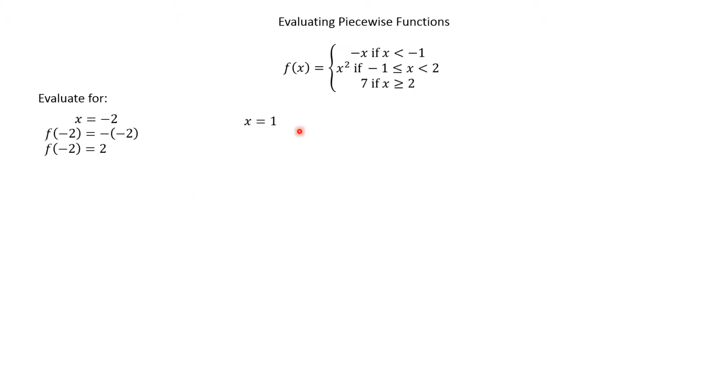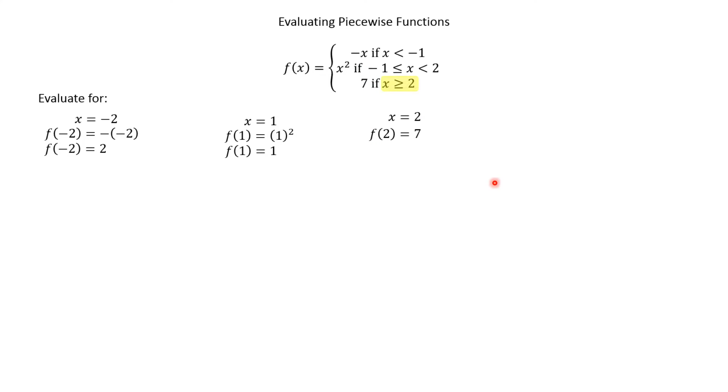All right, let's plug in another one. x equals 1. Where does 1 fit in? Yep, 1 is right in between here. So, we plug it in here. f of 1 equals 1 squared. So, f of 1 equals 1. How about x equals 2? Well, here's 2, but here's 2. Where does it actually equal 2? It actually equals 2 here. And so, we'd plug it in here, and we get f of 2 equals 7. There's no x there, so it just equals 7.